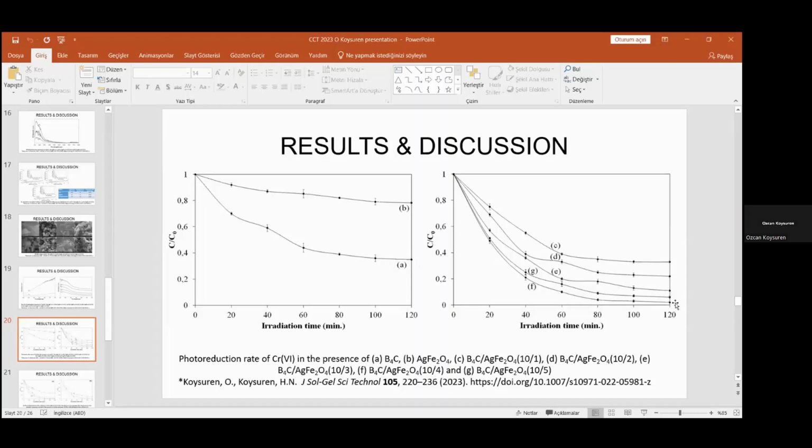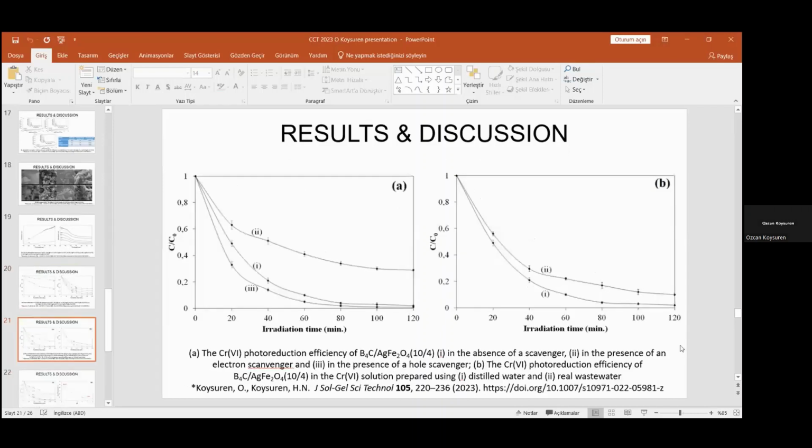When we look at the composite samples, there is a significant increase in the photoreduction rate, especially for the composite sample with a weight ratio of 10:4 of boron carbide to silver ferrite. It exhibits nearly 97% photoreduction at the end of 2 hours. This is a really good number, and a significant increase.